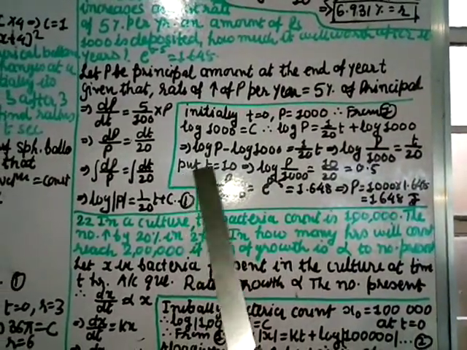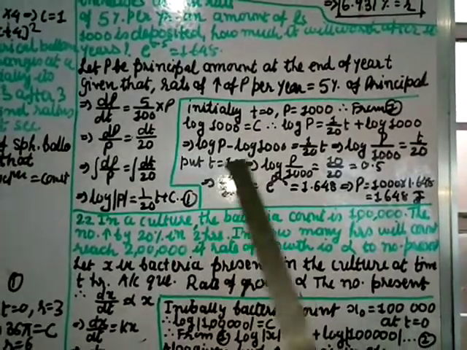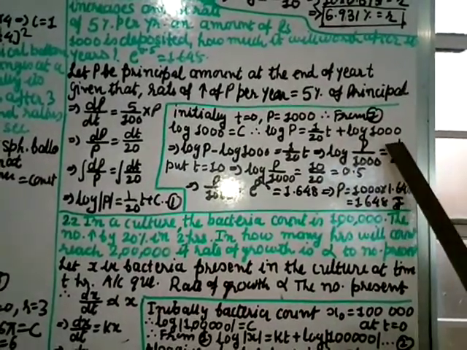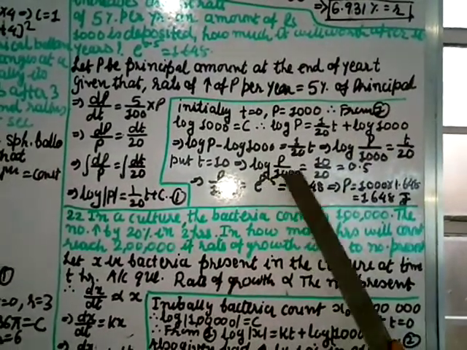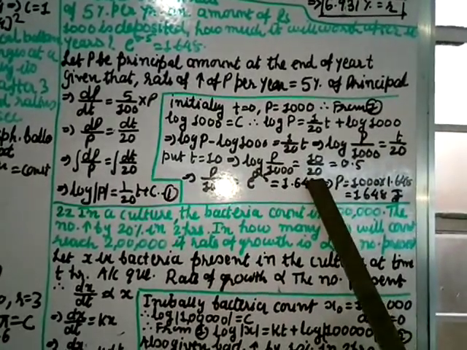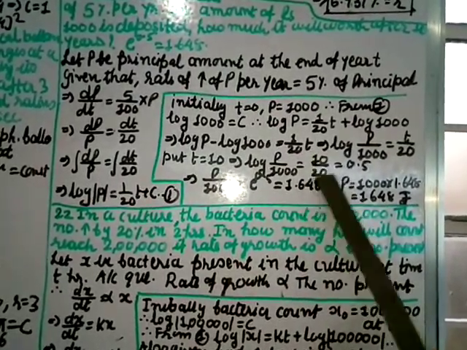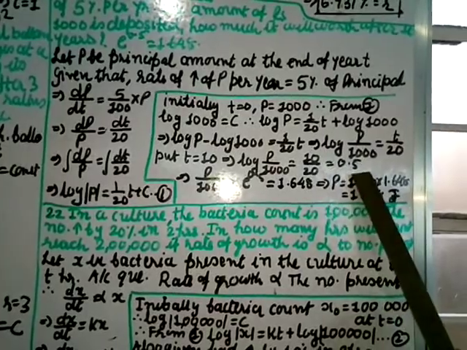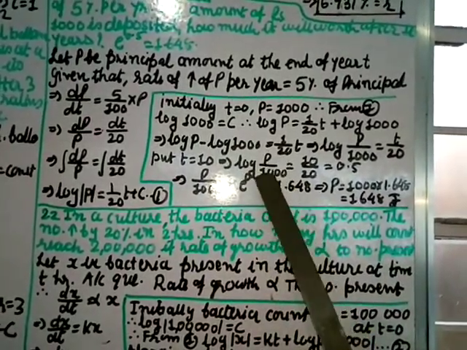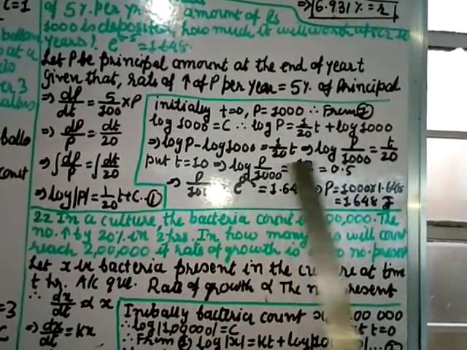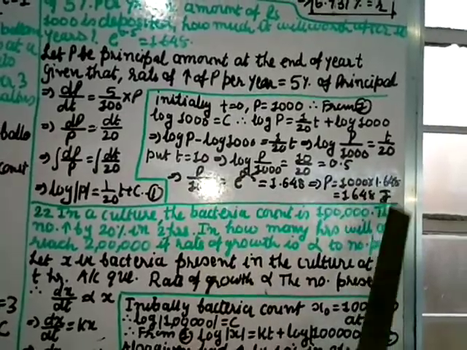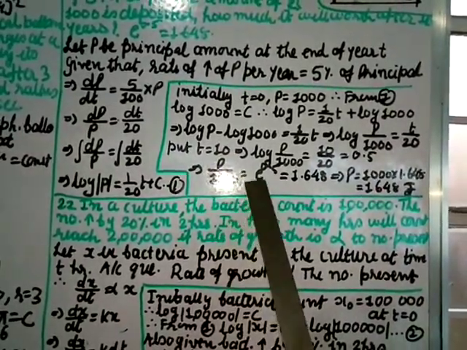They have said that t is equal to 10. So I put t value as 10. So log p by 1000 is equal to 10 by 20. So 10 by 20 gives you 1 by 2. If you cut, you get 0.5. Now log this equal to this. If you transfer this log here, it becomes exponential, that is p by 1000 is equal to e power 0.5.